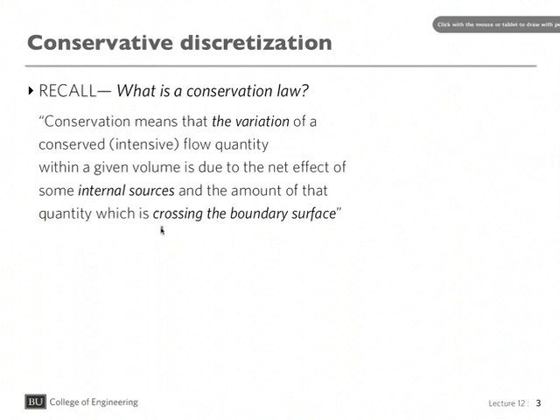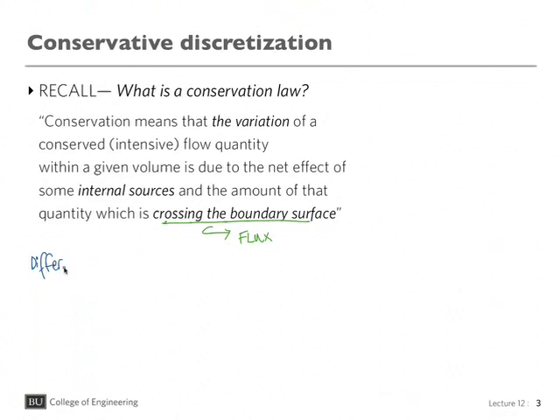When we talk about this amount of quantity which is crossing the boundary, by this we mean the fluxes. This is the flux term. So we have sources and fluxes, and the variation of the quantity is due to the sources and fluxes. So if we look at the differential form of a conservation law, you will recall that the fluxes appear exclusively under the gradient operator. We've said this before.